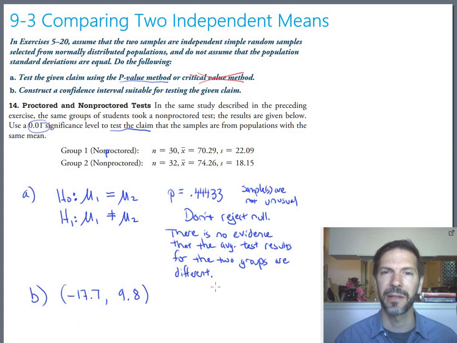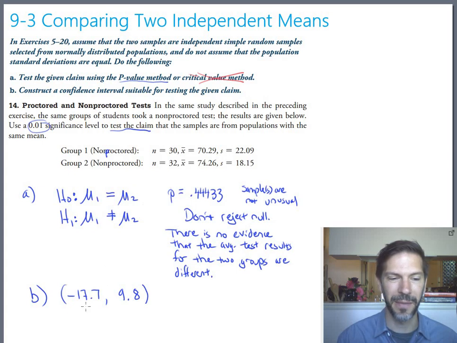And keep in mind, it is how much bigger group 1 is than group 2. So this time the sentence would say, group 1 had a test average anywhere from 18 lower to 10 higher than group 2. Keep in mind the minus means lower and then the positive means higher than the other group. So yeah, group 1, 18 lower to 10 higher than group 2 on average.